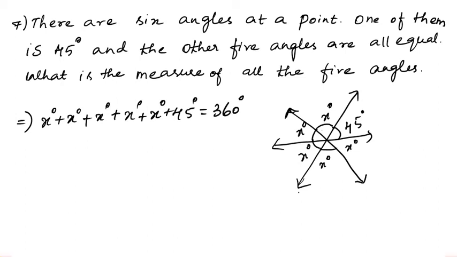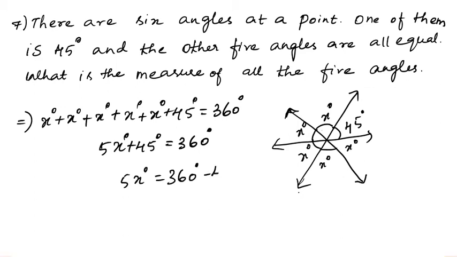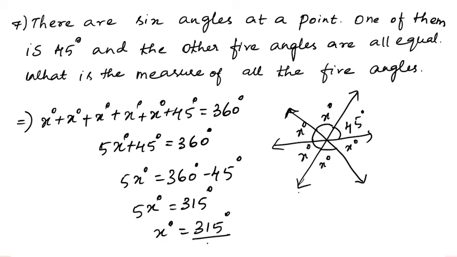So when you add the x terms, we'll get 5x degree plus 45 degree is equal to 360 degree. So from here 5x degree is equal to 360 degree minus 45 degree. When you subtract, we'll get 315 degree. So from here x degree is equal to 315 degree divided by 5. So x degree value is 63 degree. So therefore measure of all 5 equal angles is 63 degree.